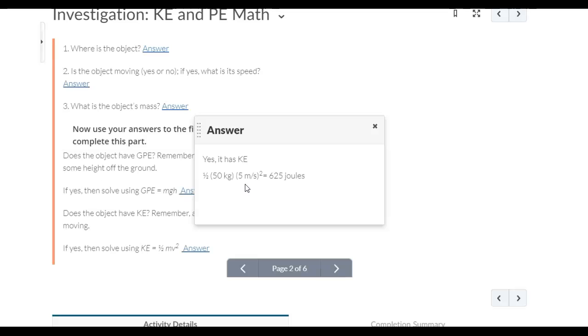If you multiply the two numbers first in parentheses, 50 times 25, that equals 1250, right? So then we have to go back and look, we have that half thing to deal with. So we are taking half of that number. So half of 50 times 5 squared, which is 25. So remember that that was half of 1250. And that number is 625. So that is how they got 625 joules.